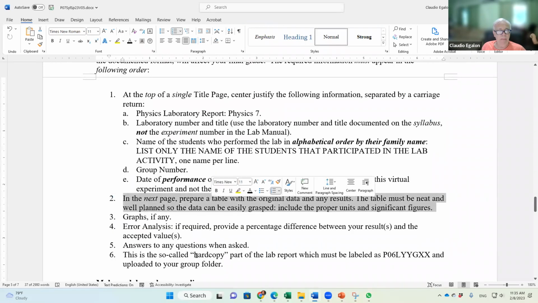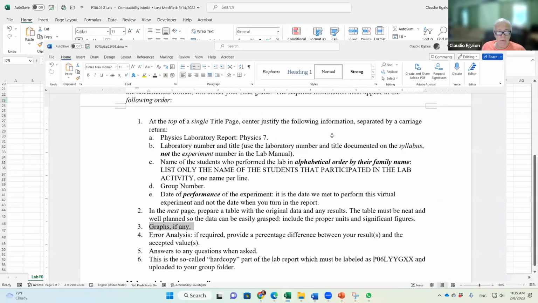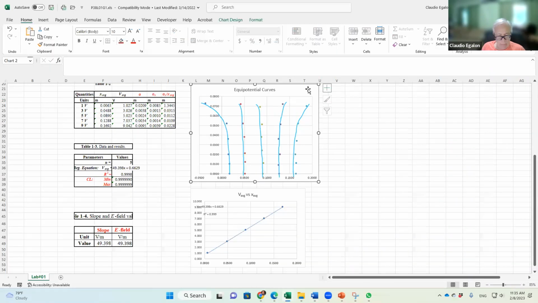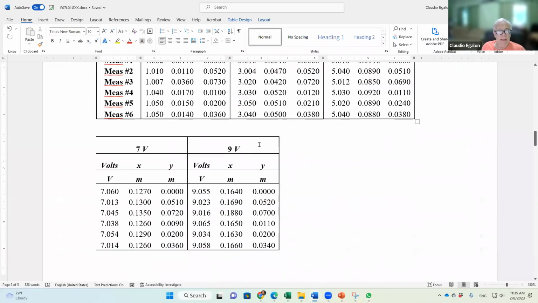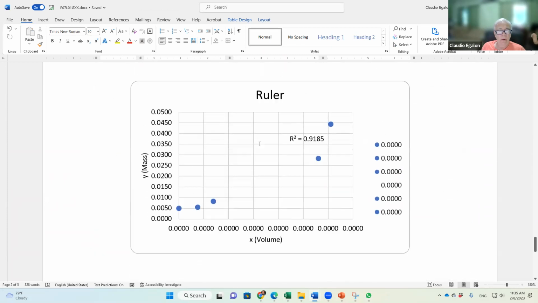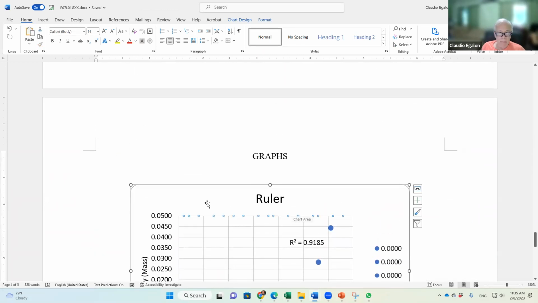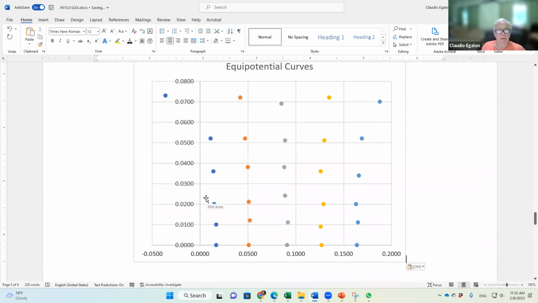Next page, prepare a table with the original data and any results. The table must be neat and well planned. Graphs, if any, okay? So you're gonna copy those graphs and paste. No, those are the tables. Let's see if I can get the graphs. I'm not pasting every table, okay? Here you go. That's one of the graphs.